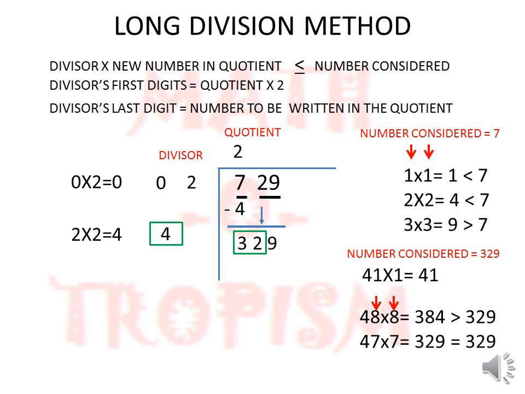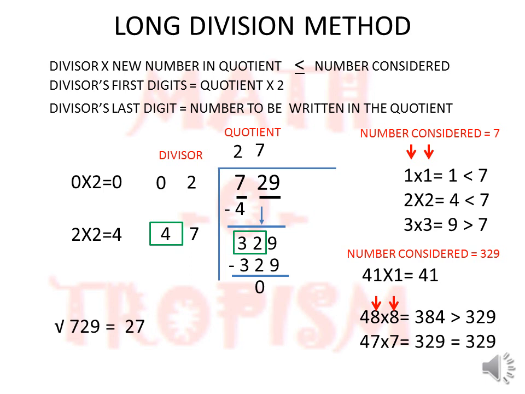So it means I have to go for the next lower multiple. When I take the lower multiple, I have to change at both places, that is the divisor's last digit as well as the quotient's new number. So 47 into 7 is 329, which is exactly the same as the number considered. So I need to put the divisor's last digit as 7 as well as the quotient 7 to get the number 329, which when subtracted is going to give me 0.